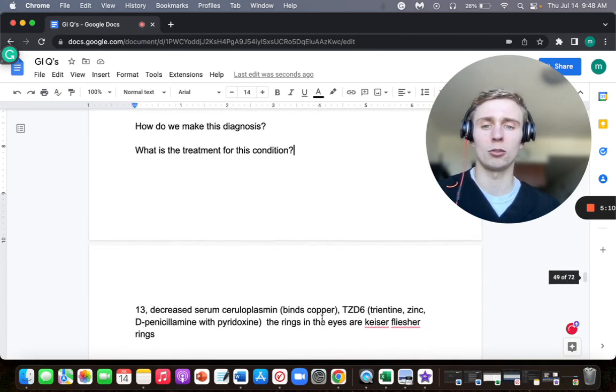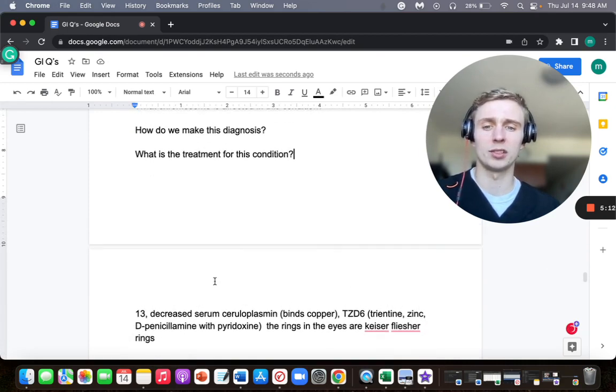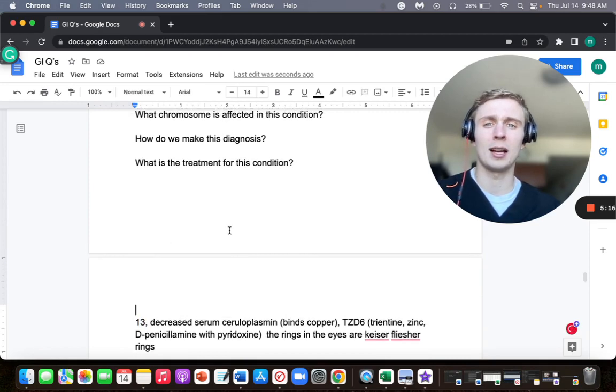So this is going to be chromosome 13. This is Wilson's disease, and it affects chromosome 13. How do we make this diagnosis? It's going to be a decreased serum ceruloplasmin, which is what binds copper. So it's a genetic disorder with a deficiency of ceruloplasmin. Without ceruloplasmin, we can't bind the copper, and that's going to build up. So it's a copper problem, an overload of copper.